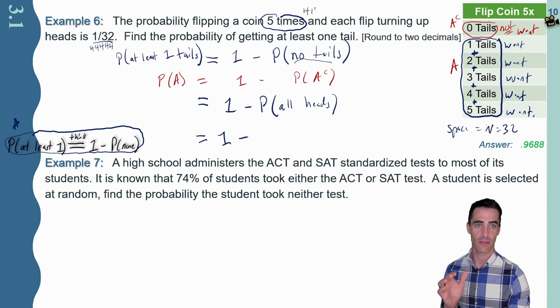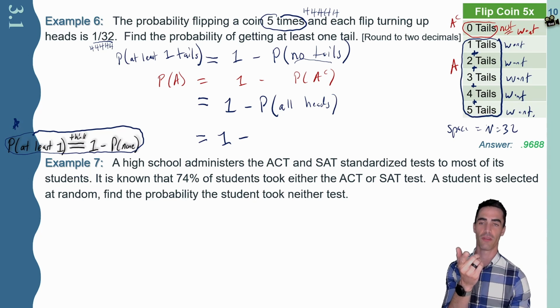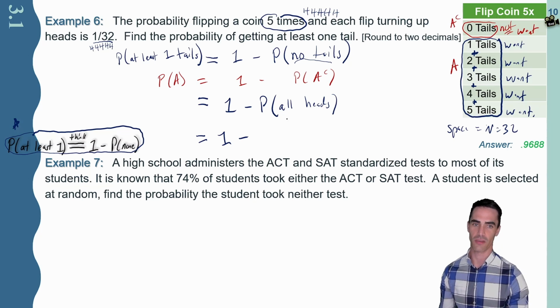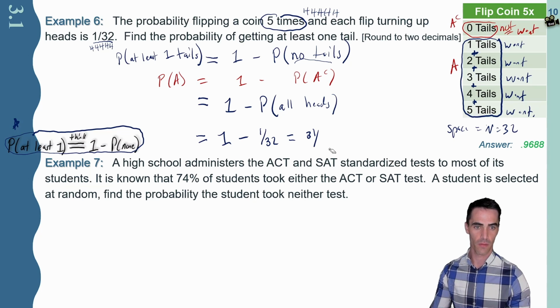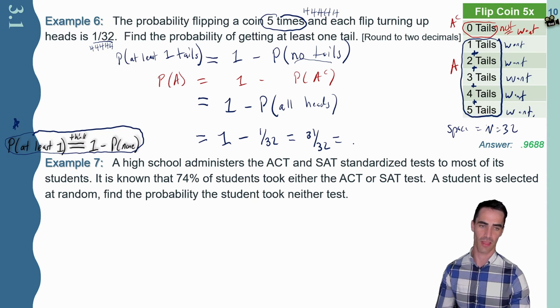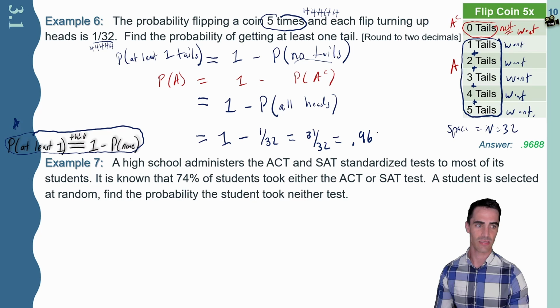Very fortuitous of us, the probability of getting all heads, if I'm flipping a coin 5 times, is getting heads, heads, heads, heads, and heads. But actually, we know the probability of getting all heads. That's what they started the question off with, this 1 divided by 32. So the probability of getting all heads is 1 divided by 32. If you want to be fancy, you can do some fraction math, and this should be 31 divided by 32. As a decimal, it's actually fairly likely: 0.9688, which should make sense, right?